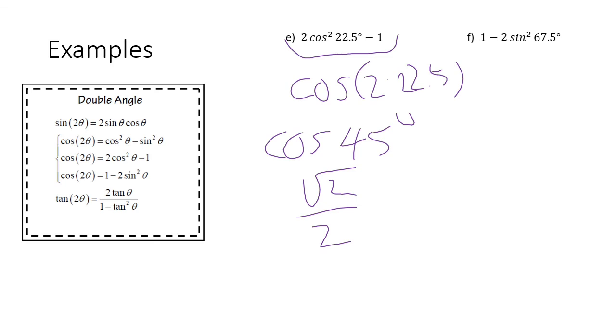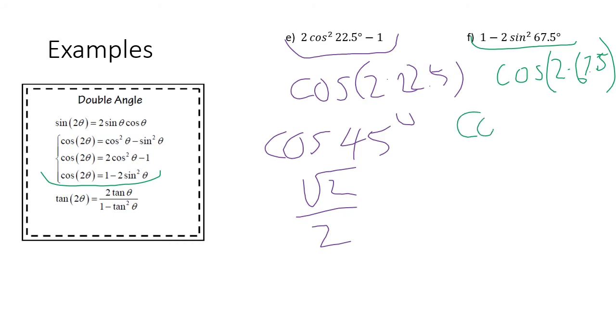Similarly for F, we see that we have 1 minus 2 sine squared theta. 1 minus 2 sine squared theta gives me cosine 2 theta. So go ahead and put in my answer, cosine 2 times 67.5. If I double 67.5, that's 135, so I'm taking cosine of 135. And if we look that up on a unit circle, cosine of 135 is going to give you negative root 2 over 2.